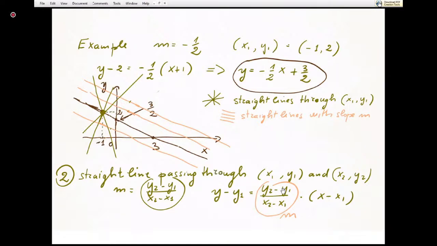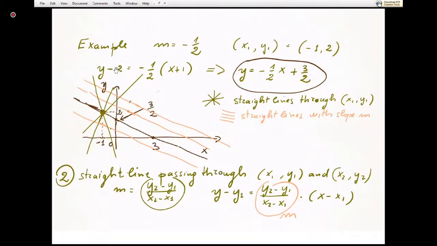Okay? Here are 2 examples which may be useful. Suppose that I want to compute the equation of the straight line passing through point x1, y1, point minus 1, 2, this green point, and having a slope equal to minus 1/2. What is the meaning of slope minus 1/2? If x increases by 1 unit, y decreases by 0.5 units.